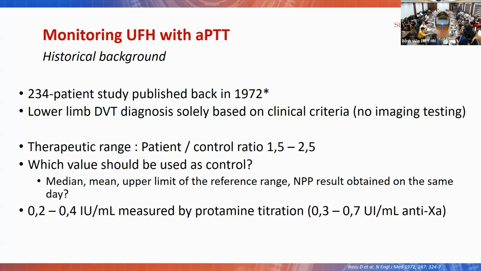And they determined that the therapeutic range would be a patient to control ratio of the APTT between 1.5 and 2.5. But we don't know which value was used as a control. So was it, for example, the median, the mean, or the upper limit of the reference range? Was it a normal pool plasma? So we don't know. This is quite a limitation of this study. And then it was translated that the 0.2 to 0.4 international units measured by protamine titration was corresponding to 0.3 to 0.7 international units per milliliter of anti-10A.